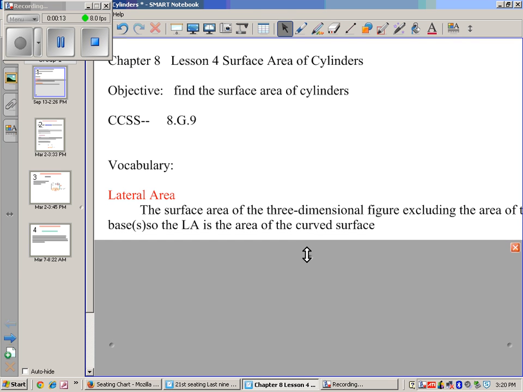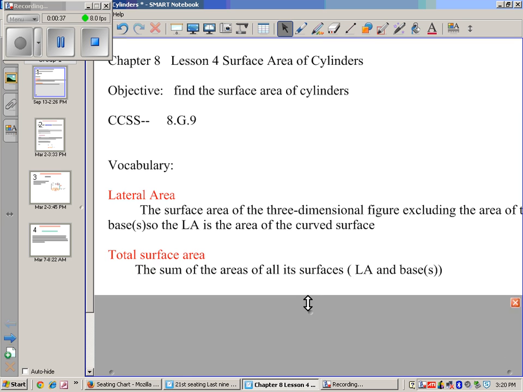First word is lateral area, the surface area of the three-dimensional figure, excluding the area of the top base, so that the lateral area is the area of the curved surface. We talked about this in class before. If you have a can of ravioli, it is basically where the wrapper is, around the middle. That is your lateral area. And as always, you may pause the video to write down your definitions as we will continue on.